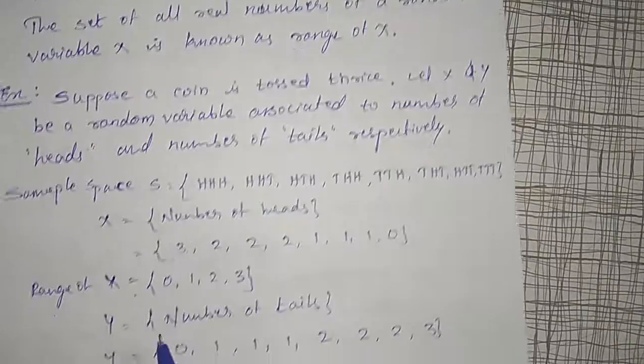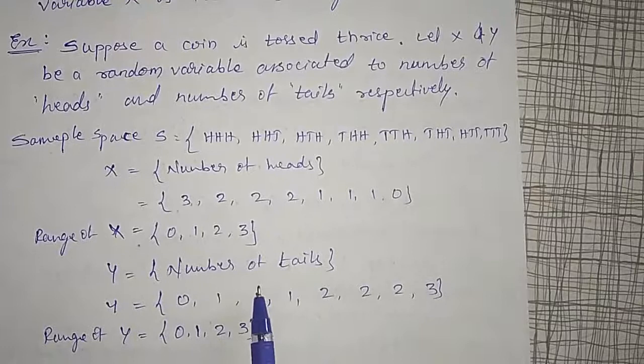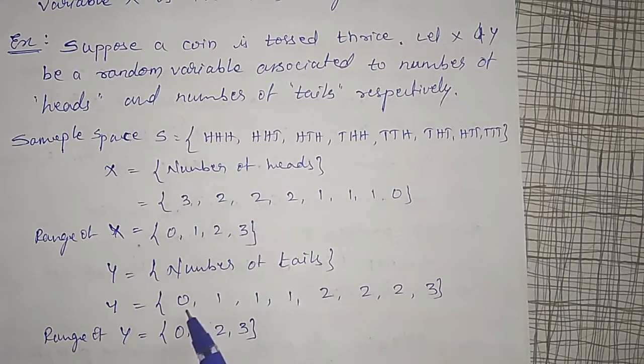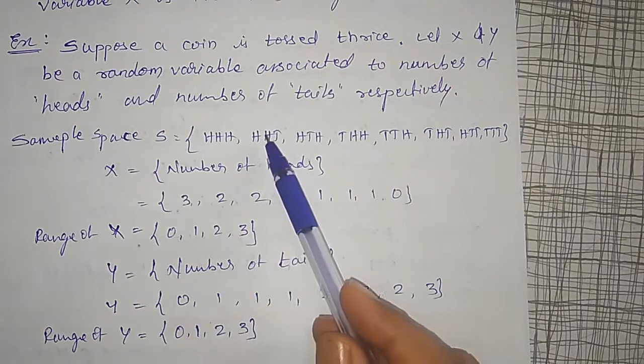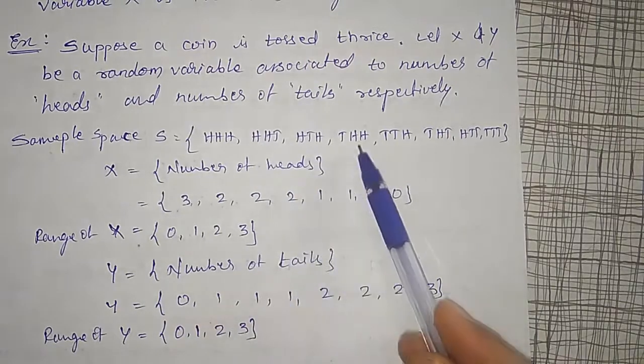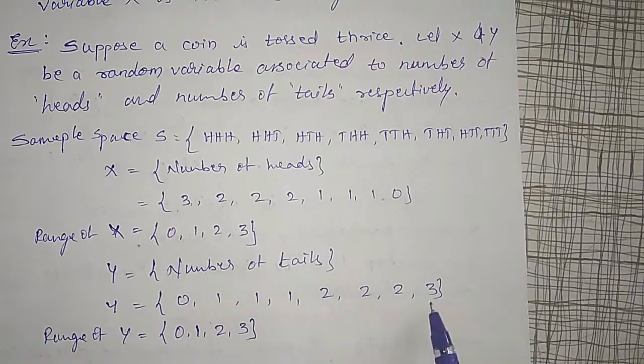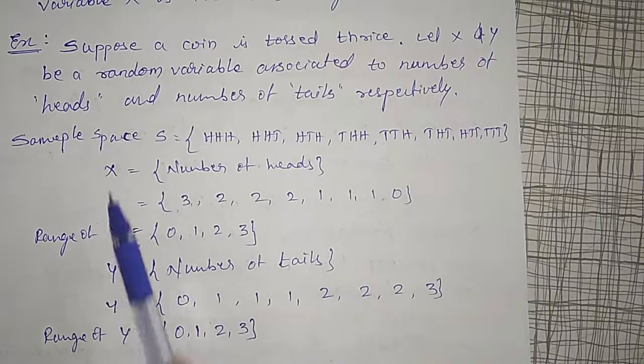Like that, I may define the number of tails also. Here there are no tails, so I assign 0. Then 1 tail, 1; here the number of tails is 2, and like that, 3 tails also. The range of Y is also 0, 1, 2, 3. Therefore X and Y are known as random variables.